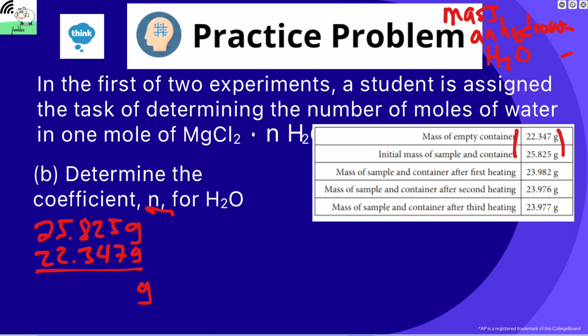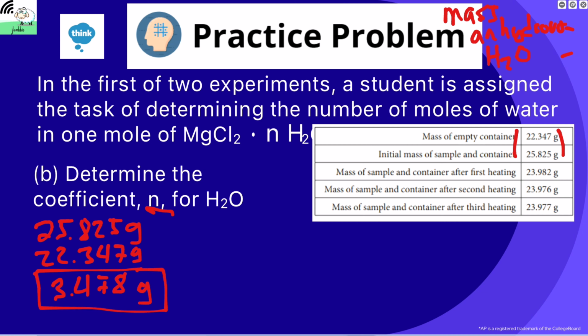So plug that into our calculators. Little ASMR calculator for you today. I end up with 3.478 grams. Okay, and again, that is of my total compound. So we're going to hold on to that piece of information here.